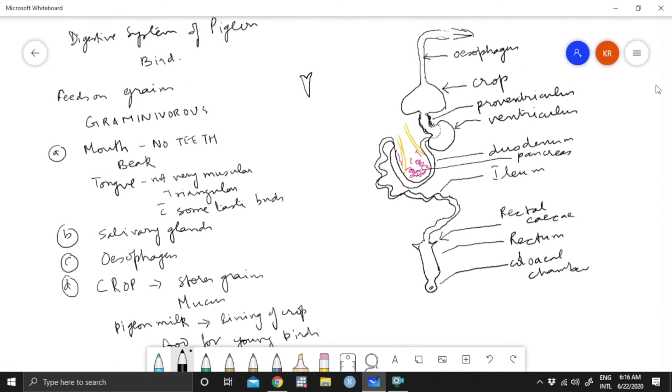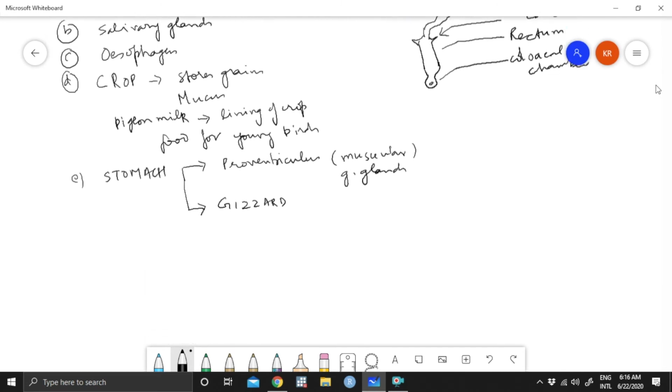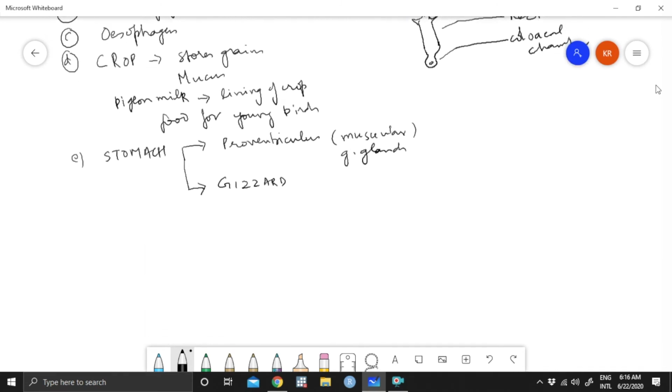So you see, the food from the crop goes to this muscular structure called the stomach. It also has gastric glands. So food is getting digested over here. Now the food goes into the gizzard. So this ventriculus is also called the gizzard.